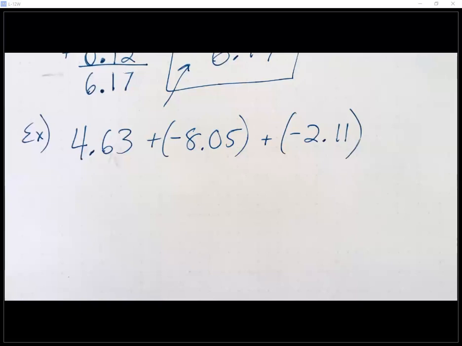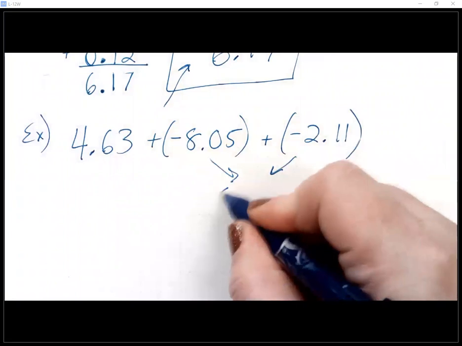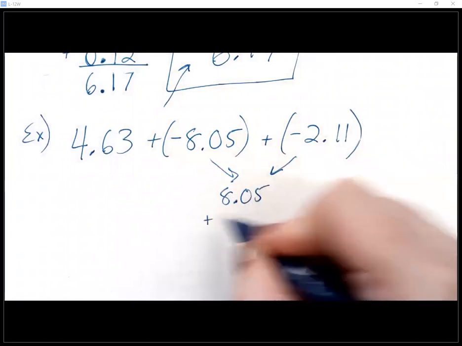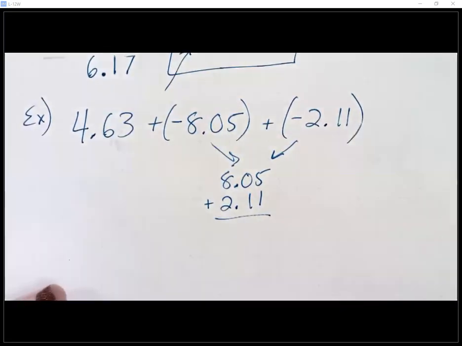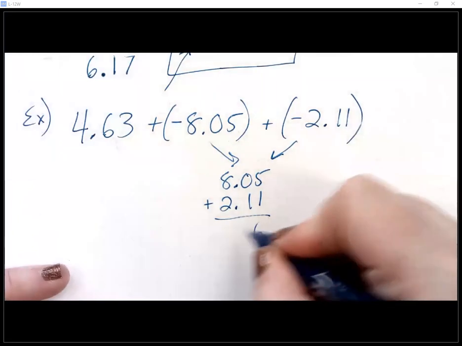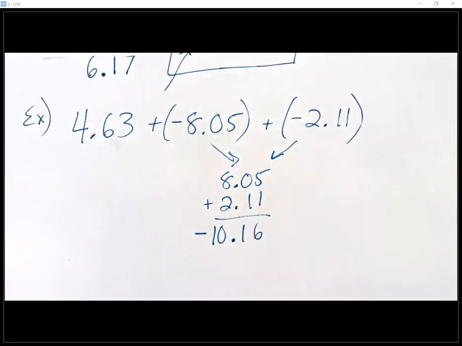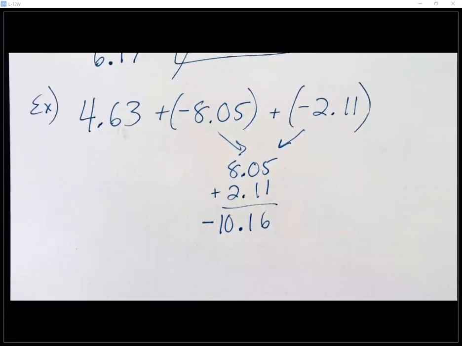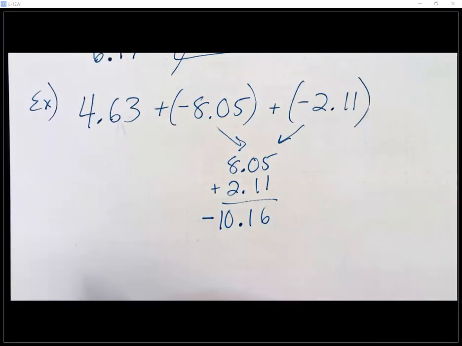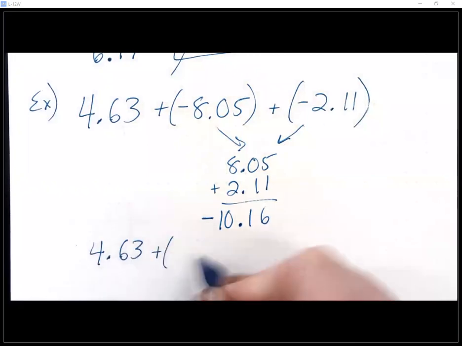I would add these two negatives together. So I'd have 8.05 and a 2.11. Again, I just need to know that my answer is going to be negative there. So I'm adding two negatives. So that's a 6, 1, 10. Make sure I put the negative. So now I have converted this 3-number problem down into a 2-number problem. So now I can just do 4.63 plus a negative 10.16.